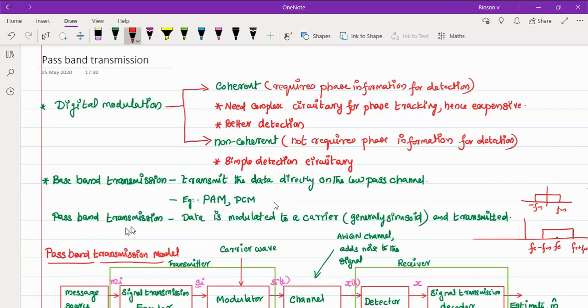Now comes a passband transmission. Here the data is modulated to a carrier, generally a sinusoidal carrier, and then transmitted. That is, this is my baseband signal. Now I modulate my baseband signal to a carrier. So this is my carrier. I modulate my message to the carrier. So this is the passband signal.